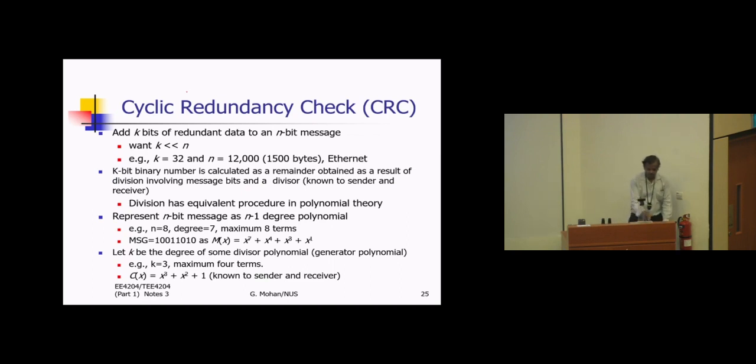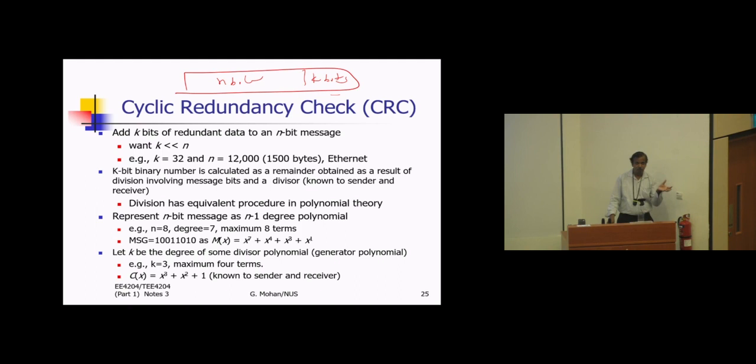So what we want is this. We want to send a message, let's say an n-bit message. We want to add extra, let's say k bits, such that these extra bits will help the receiver to detect whether there is any error or not. If you consider the parity method, the extra k bits would be only 1 bit. That's not a good idea.